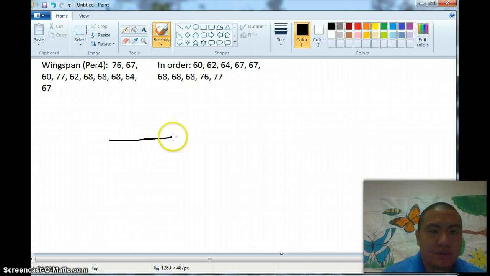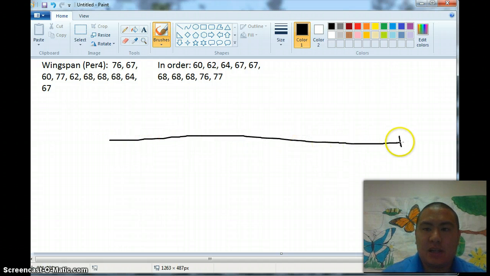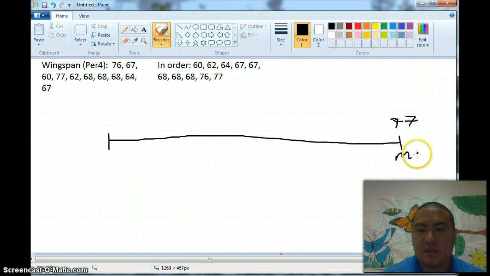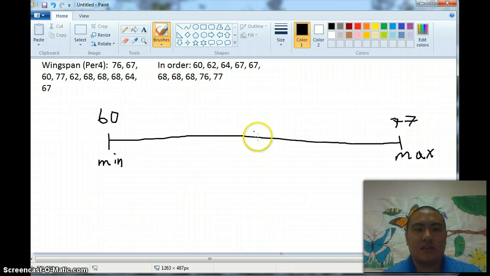We have a line like this, and we have our maximum here and our minimum here. Our maximum here would be 77, and that's our max. Our minimum here would be 60, and that's our minimum. Then we want to put our median in there, which was 67.5. 67.5 should be something like over here, 67.5, and that's our median.